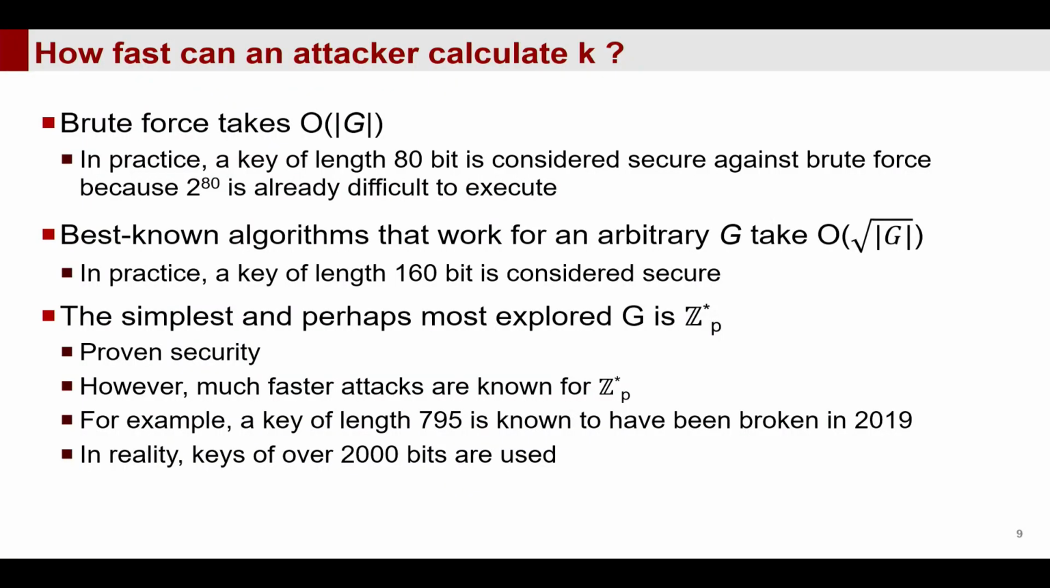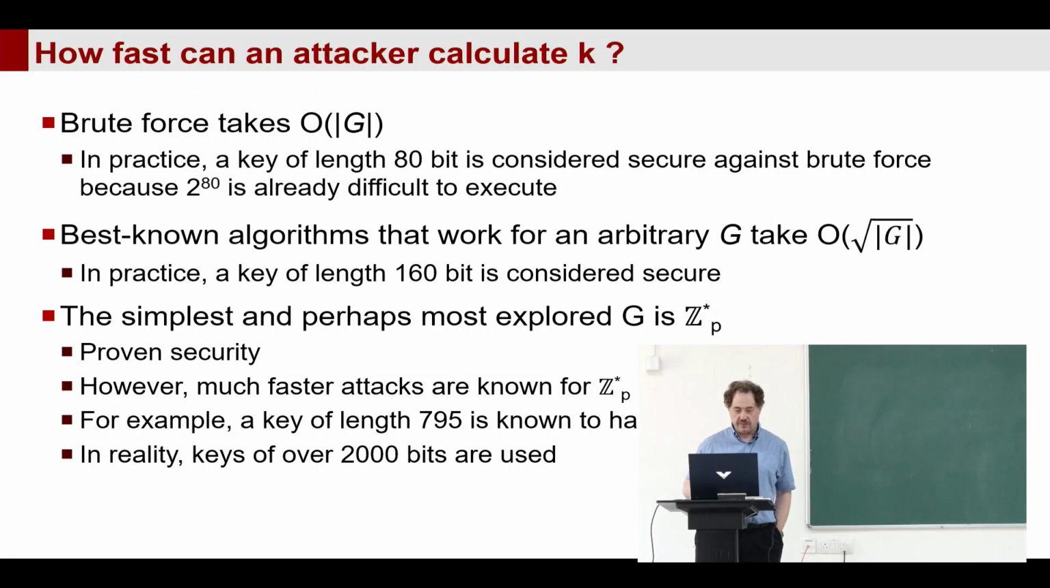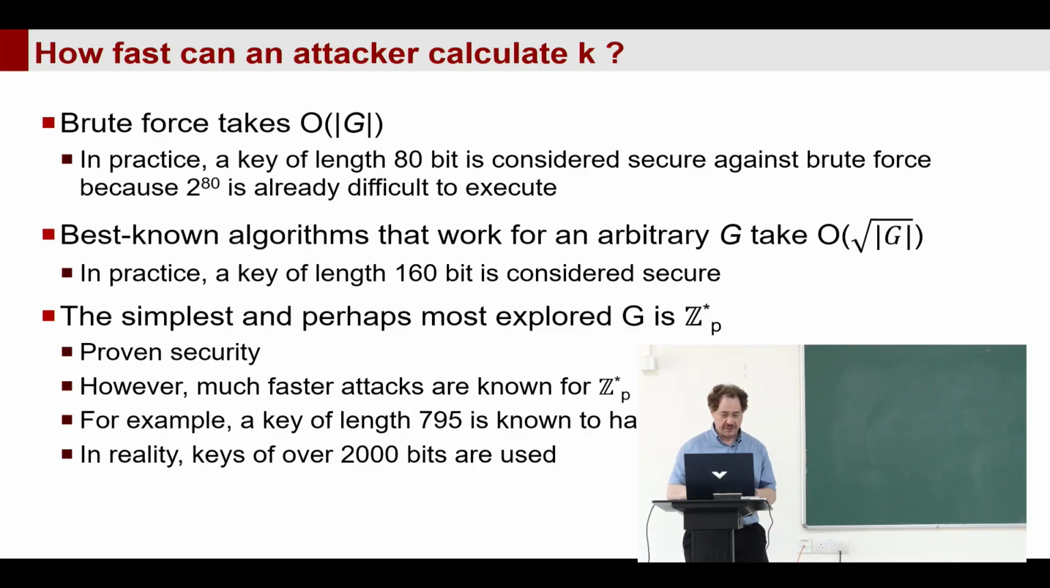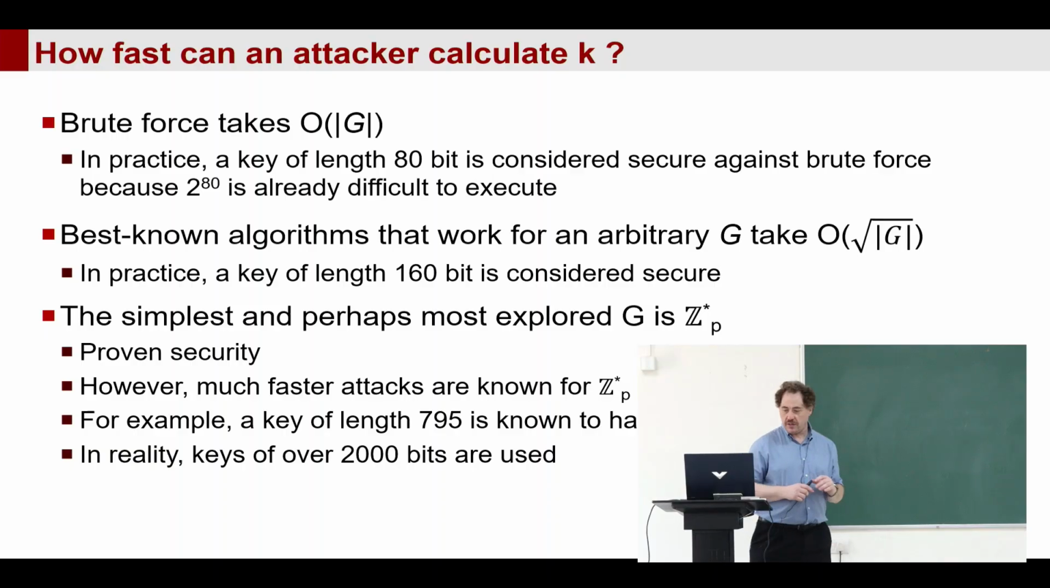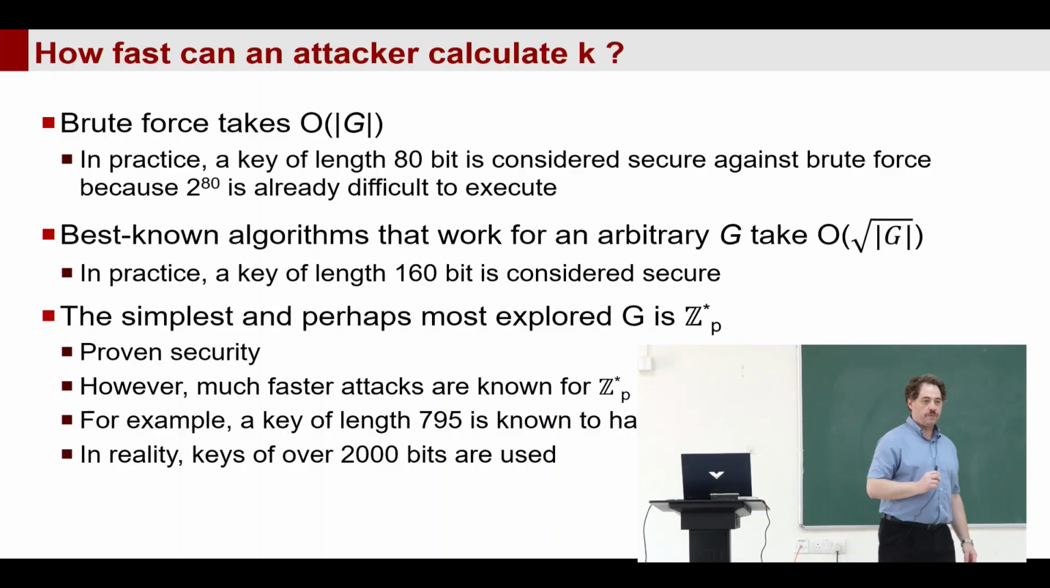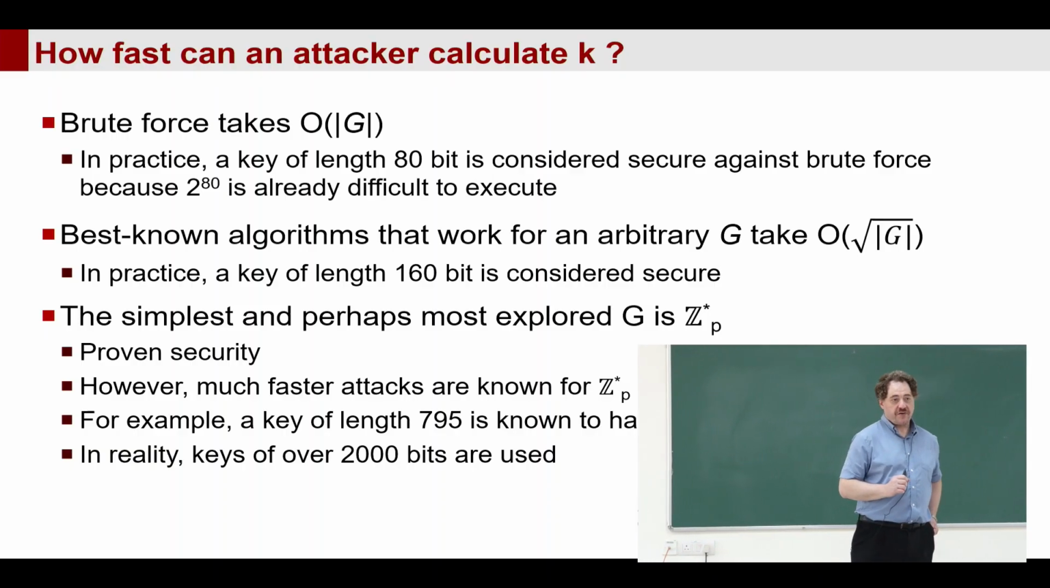So, for example, I previously said in the general case that 160 bits would already be secure. Well, for this group, a key of length 795 bits is known to have been broken in 2019. 795 bits is much bigger than 160 bits, and yet it has been broken. In reality, systems using this kind of group would be using keys of over 2,000 bits. And 2,000 bits is quite a lot.